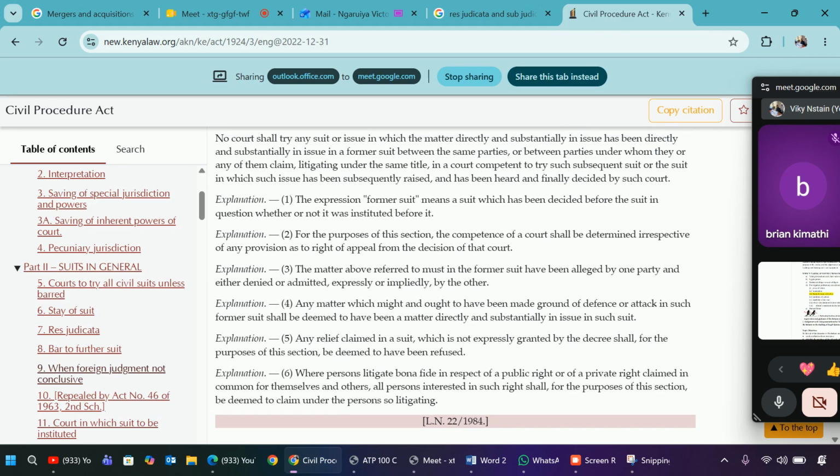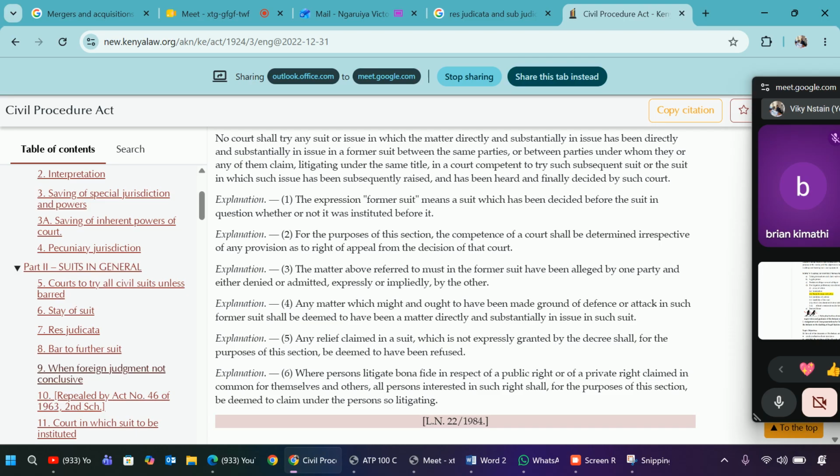So the Act continues to give various explanations. Explanation number 1, the expression former suit means a suit which has been decided before the suit in question, whether or not it was instituted before it. Explanation number 2, for the purposes of this section, the competence of a court shall be determined irrespective of any provisions as to the right of appeal from the decision of that court. And explanation number 3, the matter above referred to must, in the former suit, have been alleged by one party and either denied or admitted expressly or impliedly by the other.